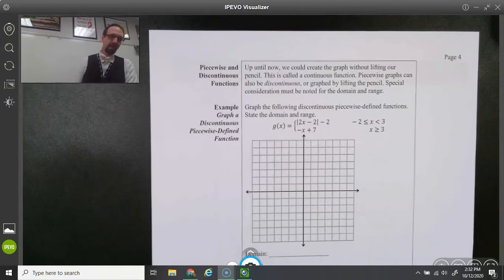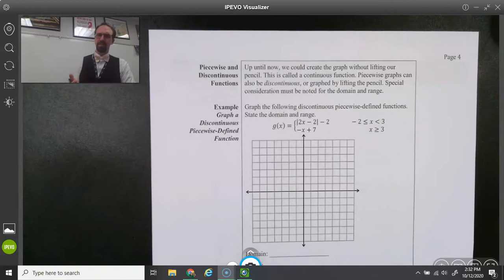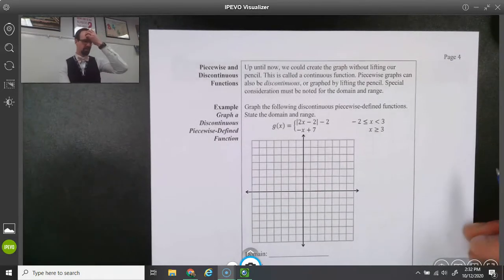Now we're going to be talking about graphs where we have to lift our pencil. These are called discontinuous functions. Up until now we've been talking about continuous functions, which are continuous from left to right. Discontinuous ones are still functions because they only have one specific y value for each x value. So let's go ahead and talk about this example, graphing a discontinuous piecewise function.